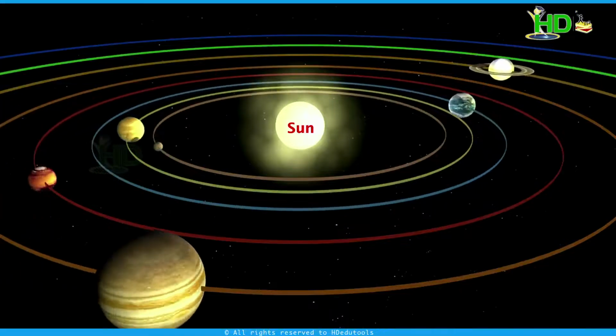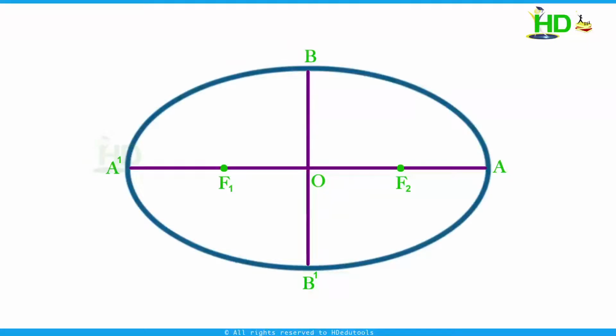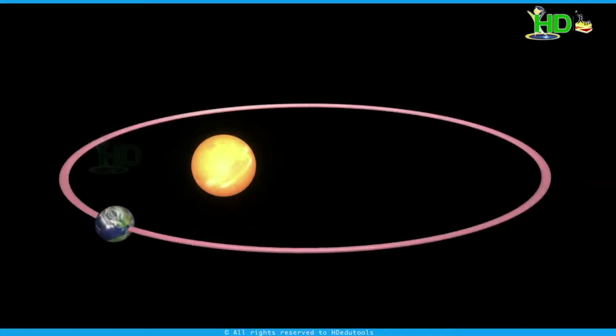Already you know what an ellipse is, and you know an ellipse has two axes. The longer axis is called the major axis and the shorter axis is called the minor axis. And these 2 points, F1 and F2, are called the two foci. According to Kepler's first law, a planet revolves around the Sun in this orbit so that the Sun is at one of its foci.